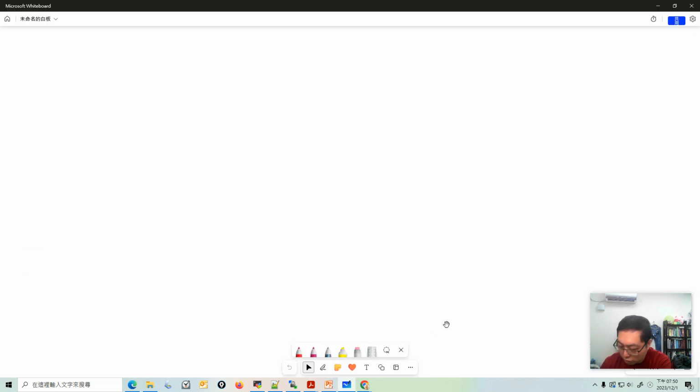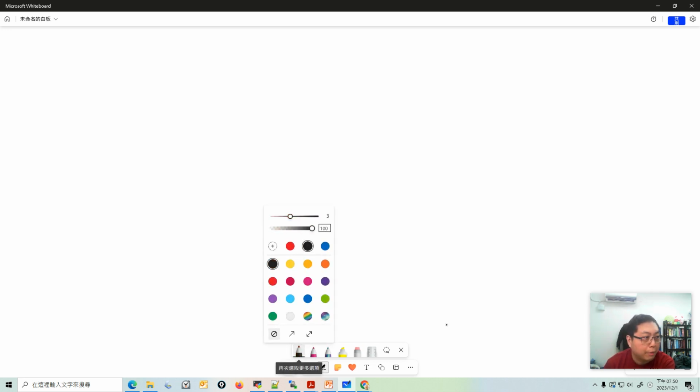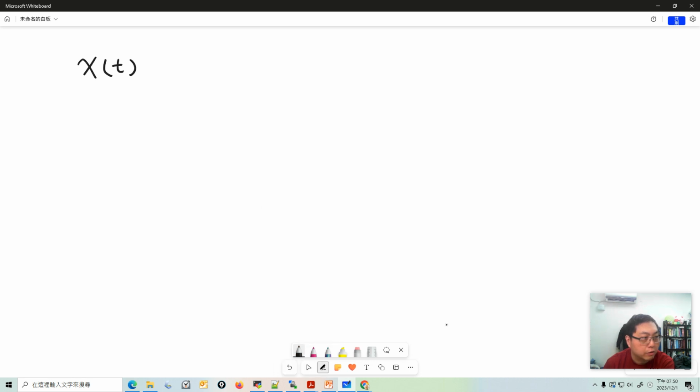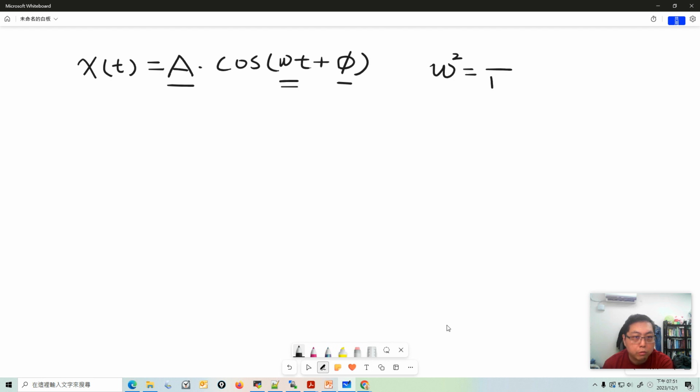First of all, you just need to memorize the solution of simple harmonic oscillation: x as a function of time is A times cosine of omega t plus phi. We need the initial conditions to solve for the amplitude and phi, and the problem gives us the initial position and initial velocity. First, can we calculate omega? Do you remember what omega is? Omega squared equals k over m.